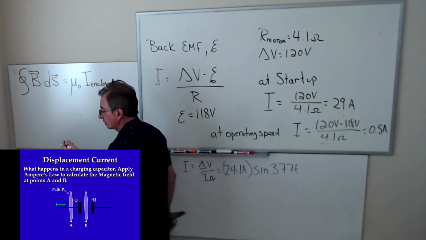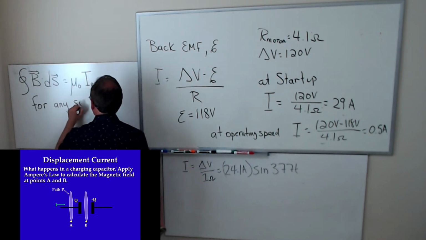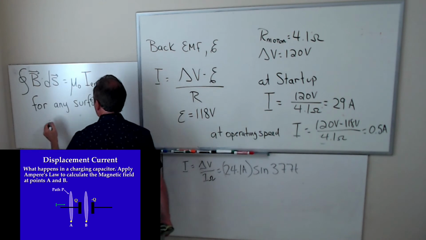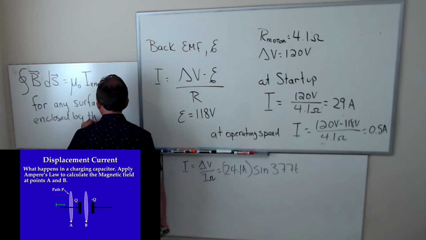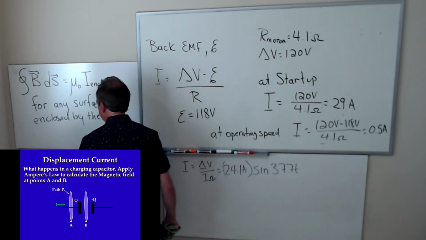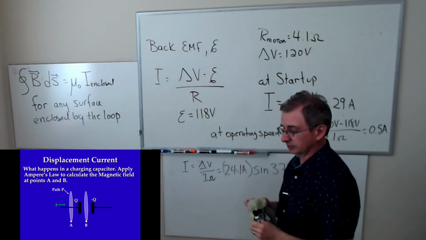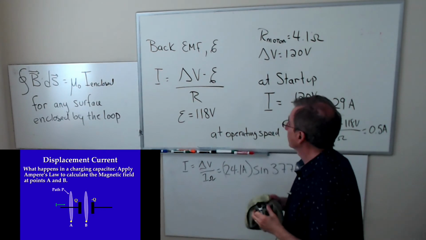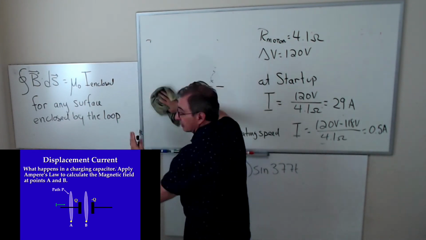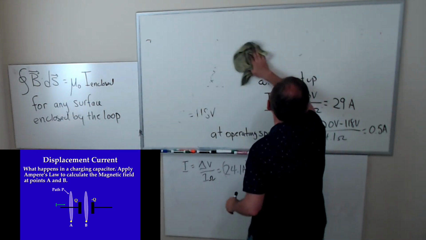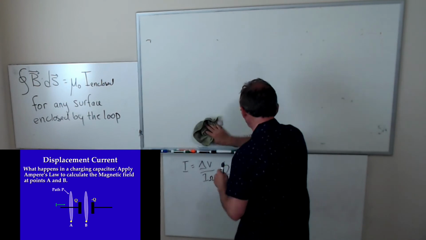This is true for any surface enclosed by the loop. Okay? That's true for any surface enclosed by the loop. And really this comes from Calc 3. However, there's a physical problem with this, and I'll show you what the issue is.